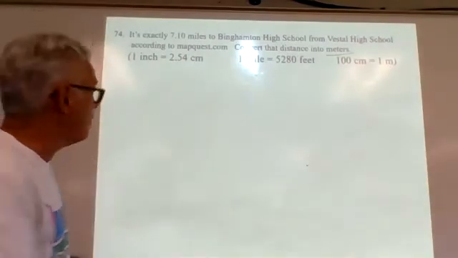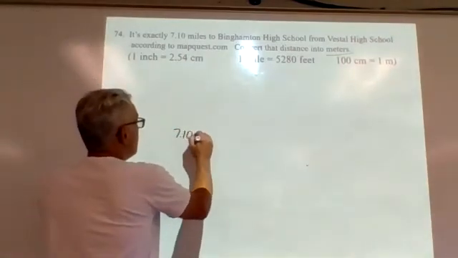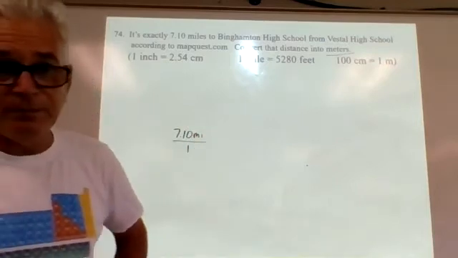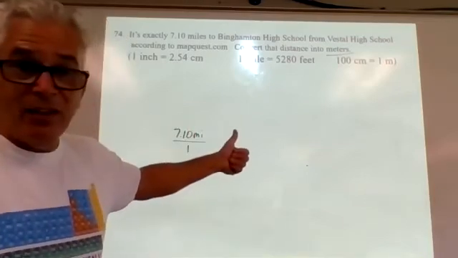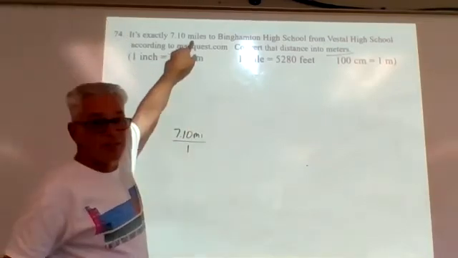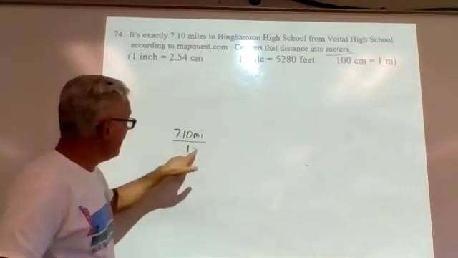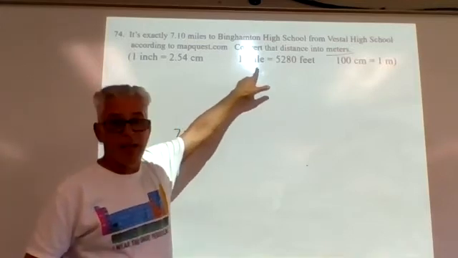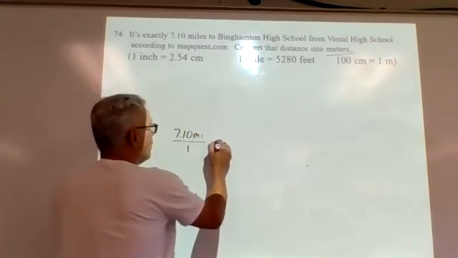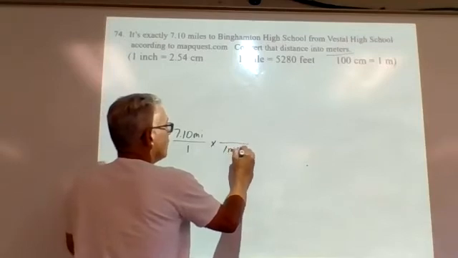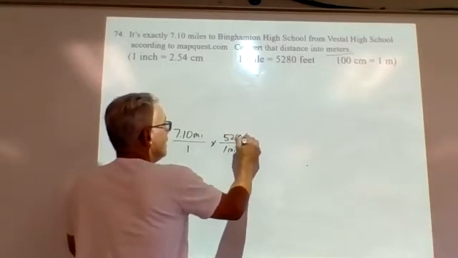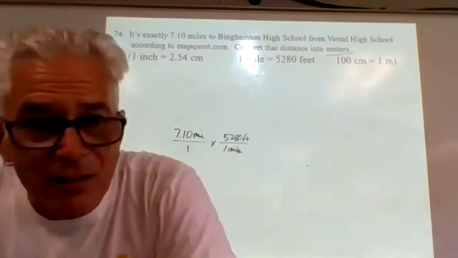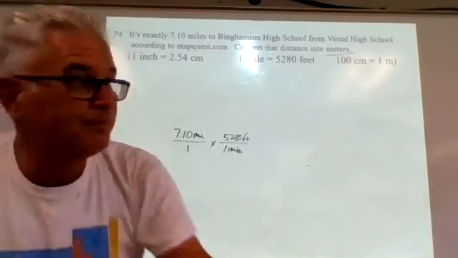So here we go. Starting point. 7.10 miles over 1. We always put the starting point over 1 so that we get the miles in the numerator. This miles is in the numerator, but here you can't make a mistake. We got to get rid of miles. Got to make them smaller. So I know that one. That's another good thing to know. 1 mile, 5,280 feet. And the miles cancel top and bottom. Numerator, denominator. Miles divided by miles is equal to 1.